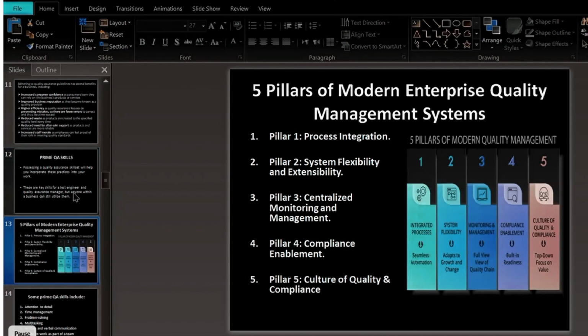So जब हम बात करते हैं quality management, क्योंकि हमने शुरू से इन दोनों चीजों को कंबाइन करना शुरू किया था. हमने कंबाइन किया था क्वालिटी एश्योरेंस को क्वालिटी कंट्रोल के साथ, क्वालिटी एश्योरेंस सिस्टम से हमने क्वालिटी मैनेजमेंट, क्वालिटी एश्योरेंस मैनेजमेंट की बात कर रहे हैं यहाँ. So there are basically, when we talk about them, 5 pillars of modern quality management. Number 1, process integration, which means seamless automation. Number 2, second pillar is system flexibility and extensibility.